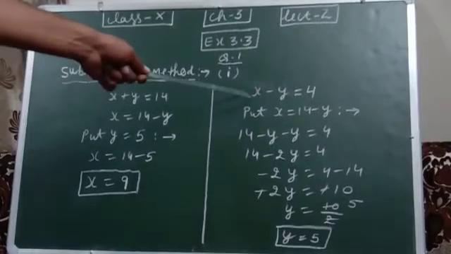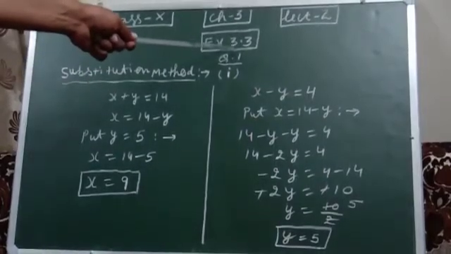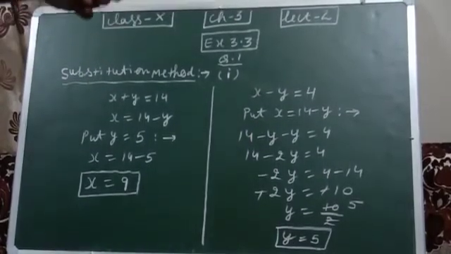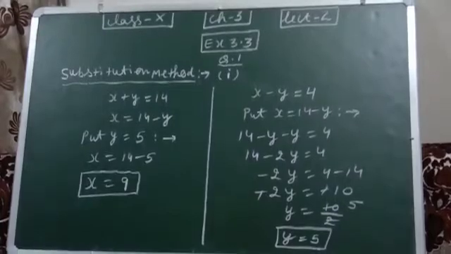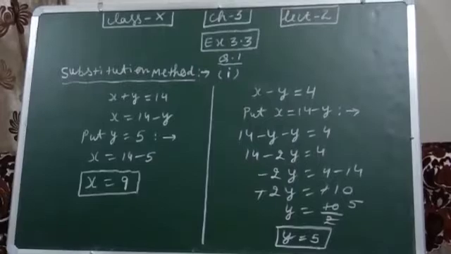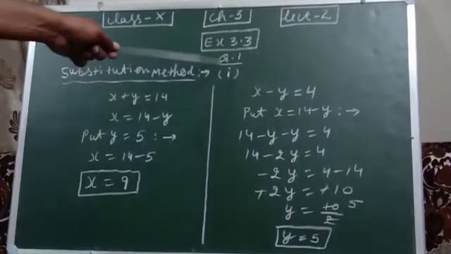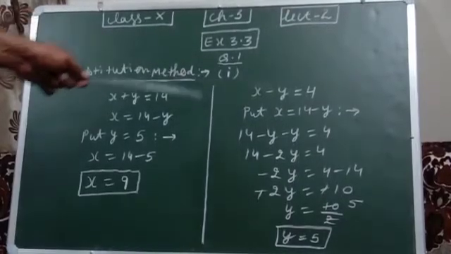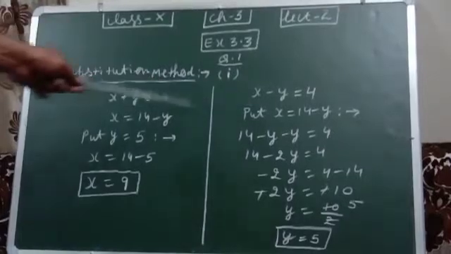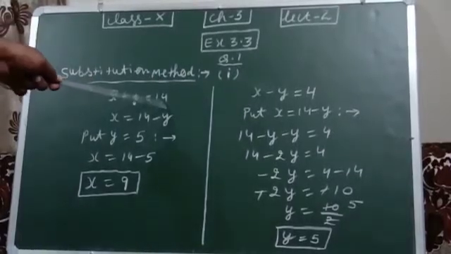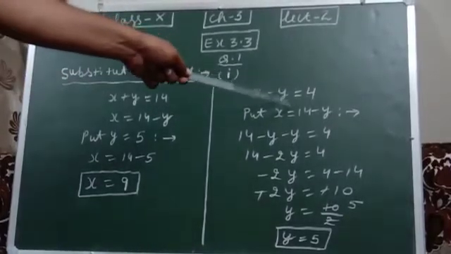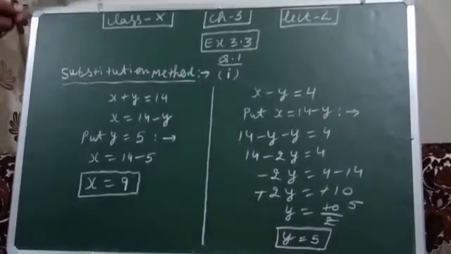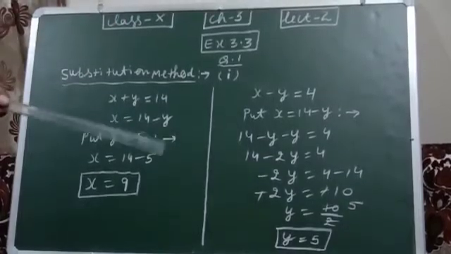These are two equations. We will start with exercise 3.3. Exercises 3.1 and 3.2 we will solve at last, because they are related to the graph. So we take the first part of the first question. These two equations are given: x plus y equal to 14, x minus y equal to 4. From here we want to find the values of x and y.